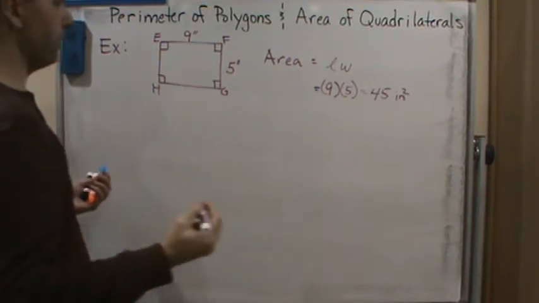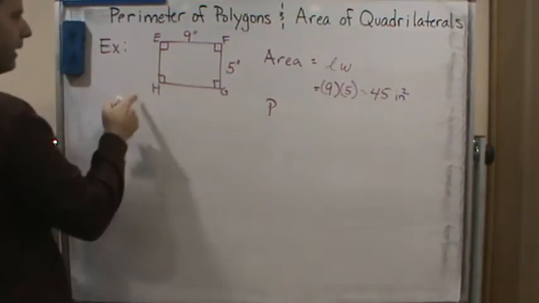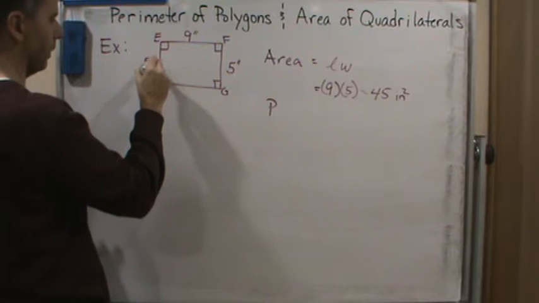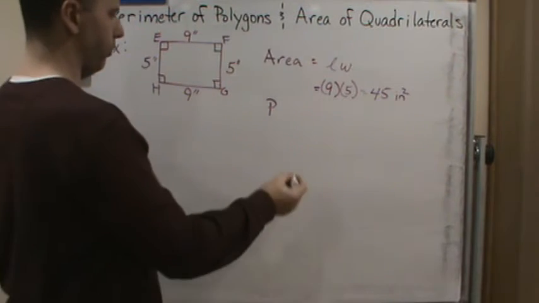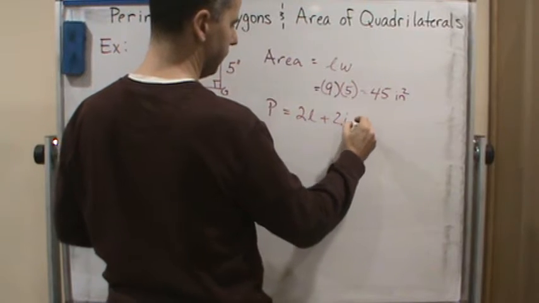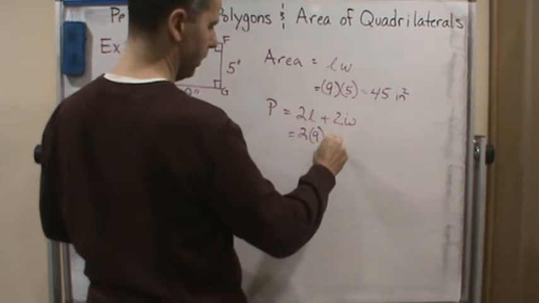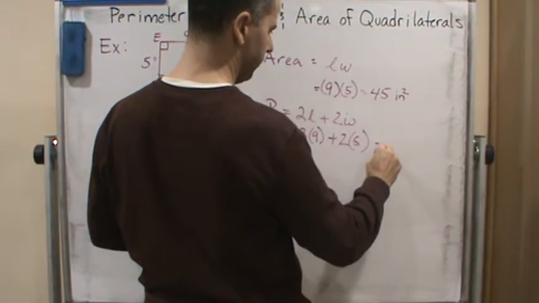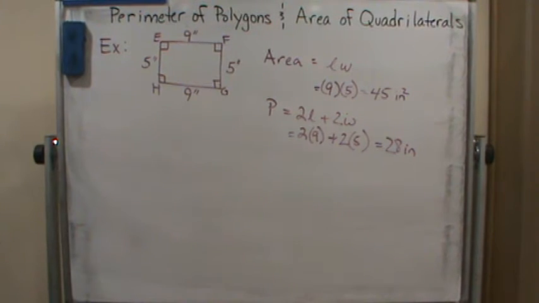Okay, now, what's the perimeter? Well, the perimeter, again, is just you add up all the sides. We know that for a rectangle, opposite sides are the same, so you can just add up all the sides. Or remember, the perimeter is 2 times the length plus 2 times the width. So that's going to be 2 times 9 plus 2 times 5, which gives us 18 plus 10, which then gives you 28 inches. Okay?